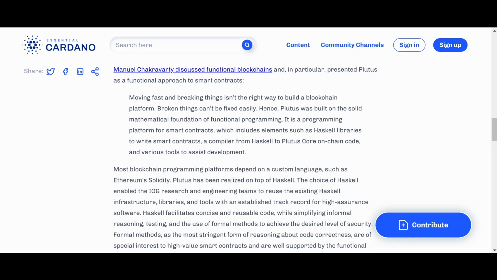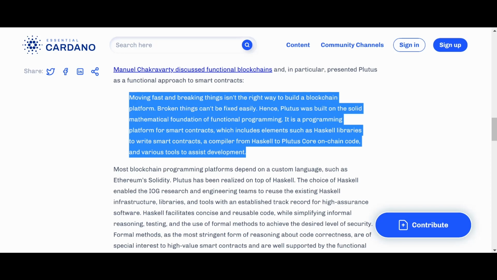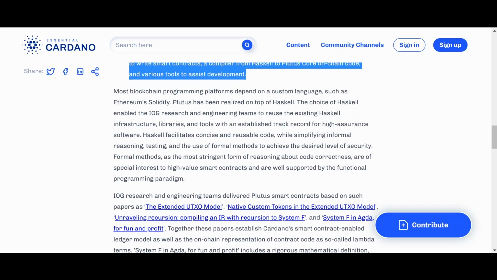He goes on to say, moving fast and breaking things isn't the right way to build a blockchain platform. Broken things can't be fixed easily, hence Plutus was built on a solid mathematical foundation of functional programming. It is a platform for smart contracts, which includes elements such as Haskell libraries to write smart contracts, a compiler from Haskell, Plutus Core on-chain code, and various tools to assist in development.